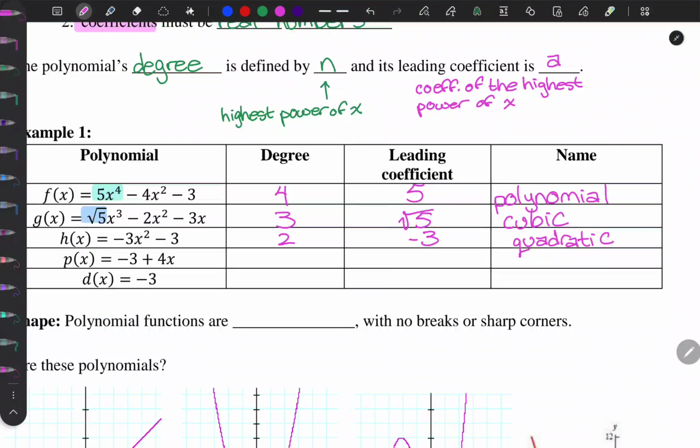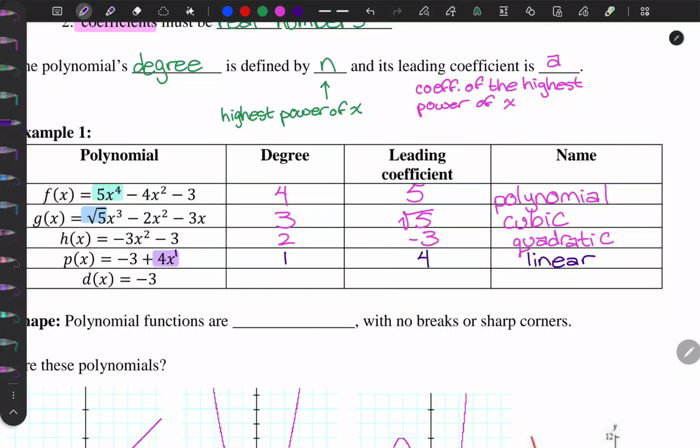The next one is not in order, so make sure you're looking for the highest power. We have negative 3 plus 4x, but we look at the term with the highest power, so we have a degree of 1, because remember there is an exponent of 1 that we don't always write out, and a leading coefficient of 4. This is linear.